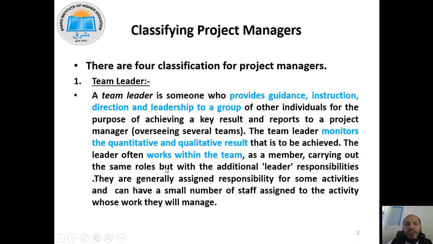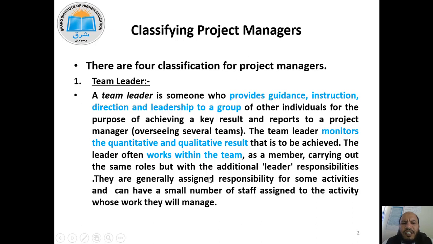The leader often works within the team. So the leader is the person who will work within the team, and also they will work as a member of the team. They will carry out the same roles but with additional leadership responsibility. They will conduct the same activities, the same tasks within the group, but they will also have some leadership responsibility which is additional to their job.